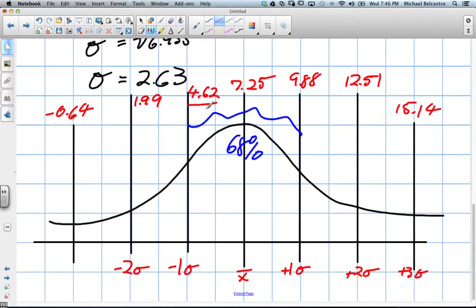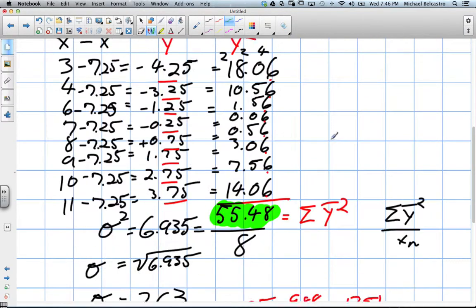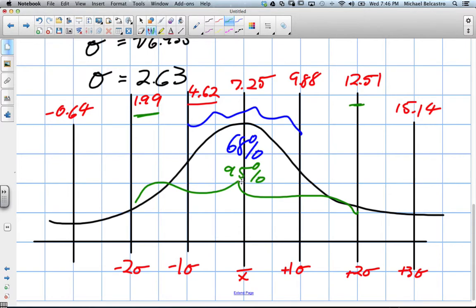We know that 95% should fall within 2 deviations, which means between 2 and 12. Well, if we take a look, everything, 3, 4, everything fell between this. So that was 100% of ours. Not bad, it's close to 95.